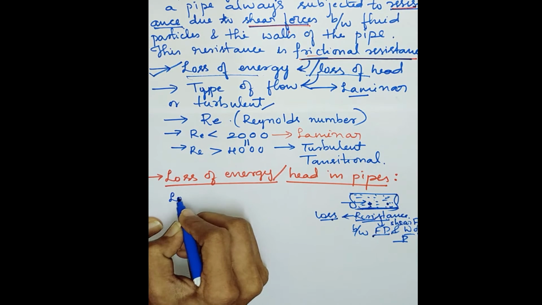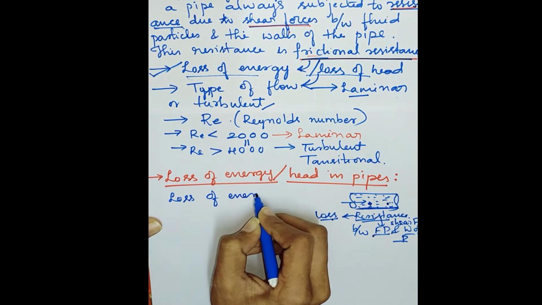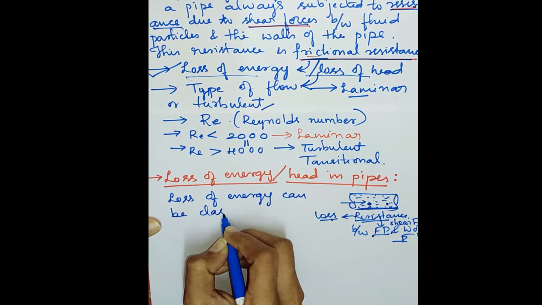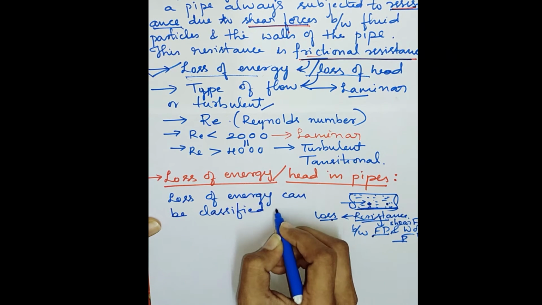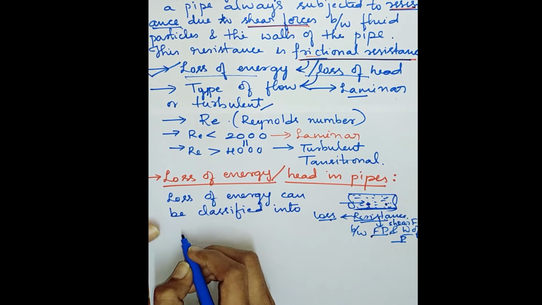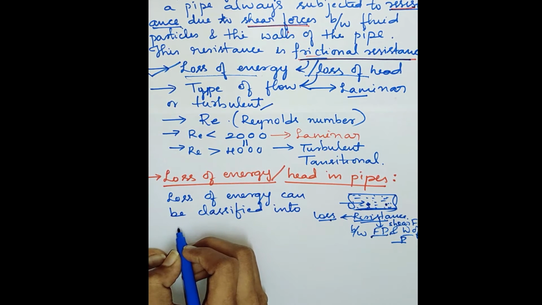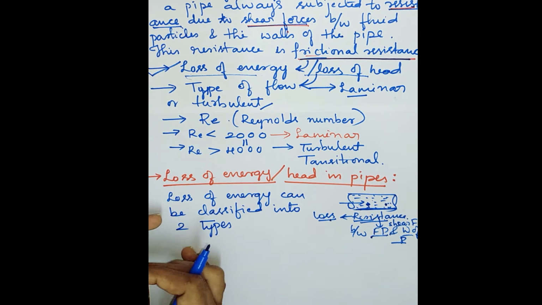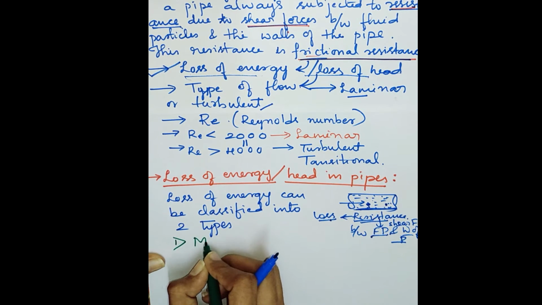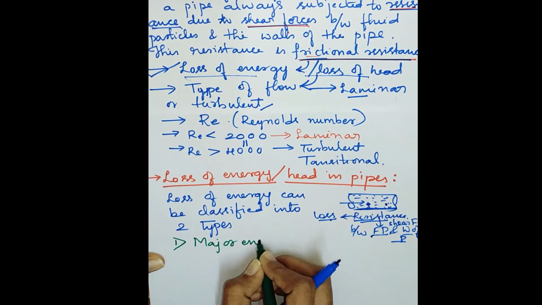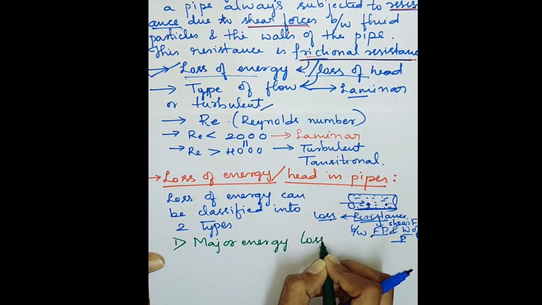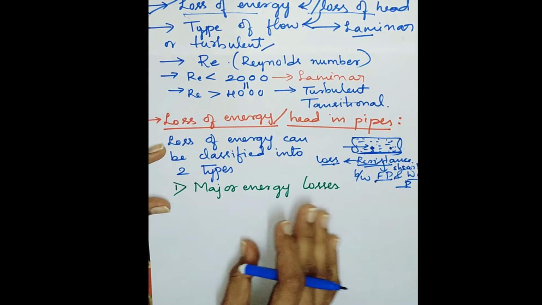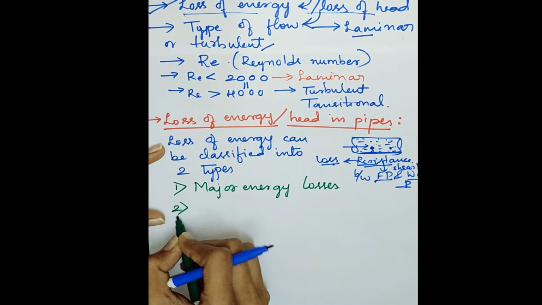So now we are going to discuss what those different losses of energy are. These losses of energy can be classified majorly into two types. The first one is major energy losses and the second one is minor energy losses.